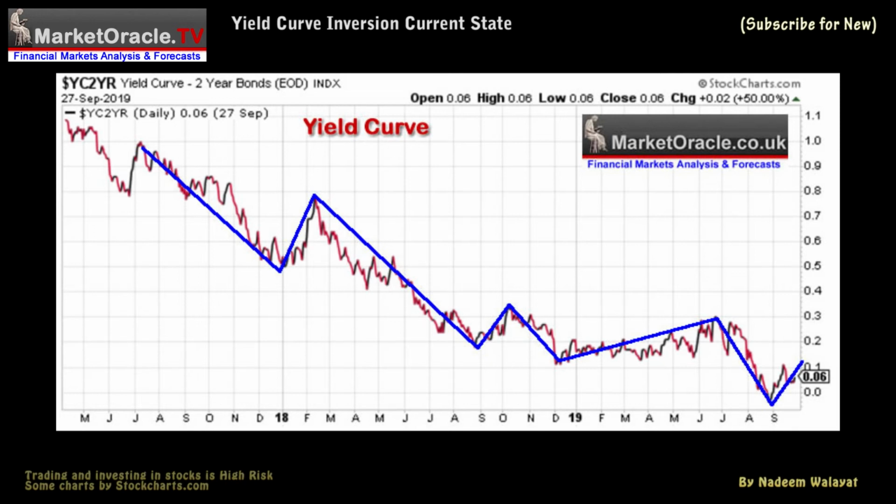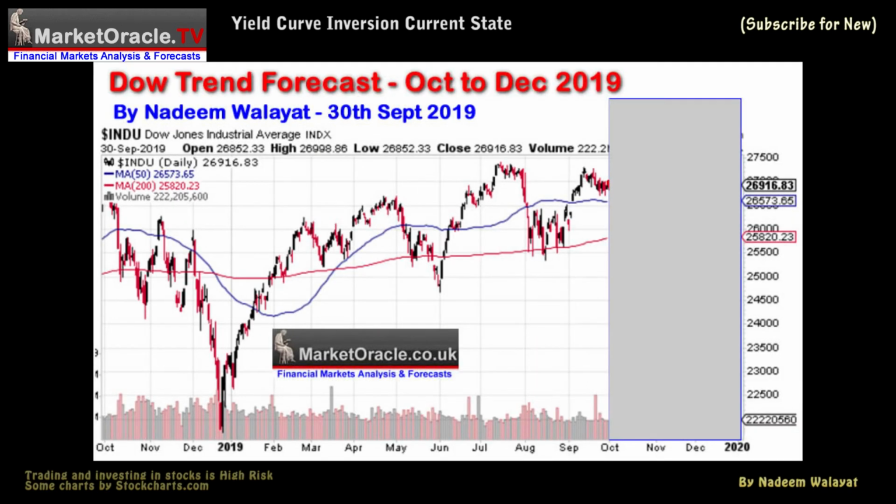And not to forget that even if the yield curve inversion does herald a recession, historically it can take 10 to 20 months from inversion for the recession to materialize.